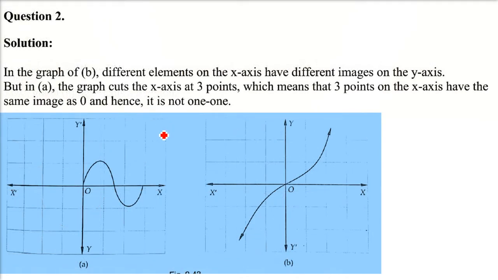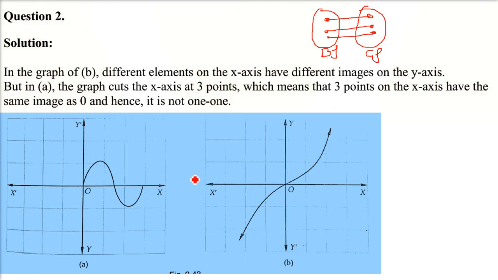Question number 2. So we have 2 graphs here. Which one of the following graphs represent a 1-1 function? 1-1 function means one value of one set will only be mapped to a single value of the other set. That is, if this is a boyfriend set and this is a girlfriend set, then one boyfriend will only have one girlfriend, and vice versa, one girlfriend will only have one boyfriend. There cannot be multiple relations.